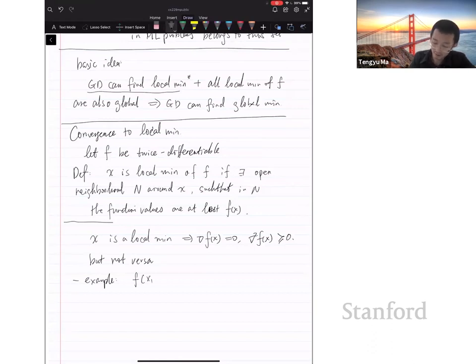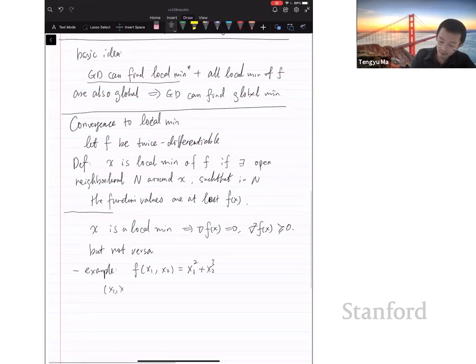Actually, I'm not taking the simplest one, for some reason, because I'm going to use this again. Suppose you have f of x1, x2, which is something like x1 squared plus x2 cubed. In this case, the origin, x1, x2 equals 0, satisfies the gradient being 0 and satisfies that the Hessian is PSD.